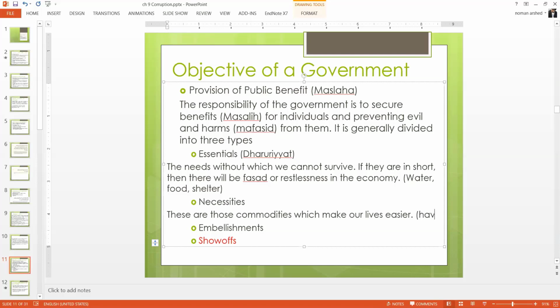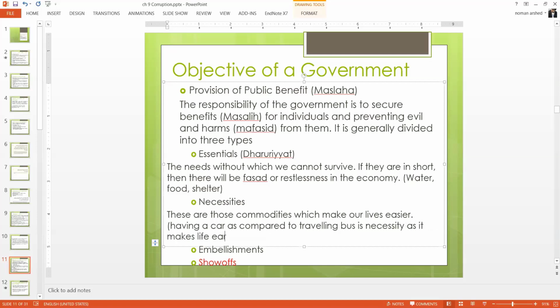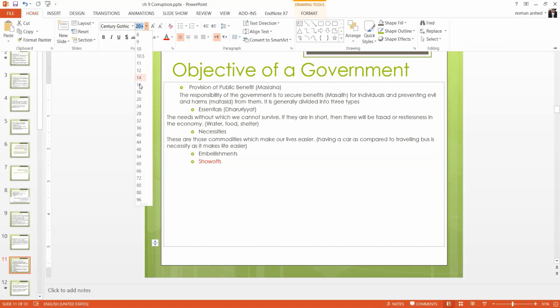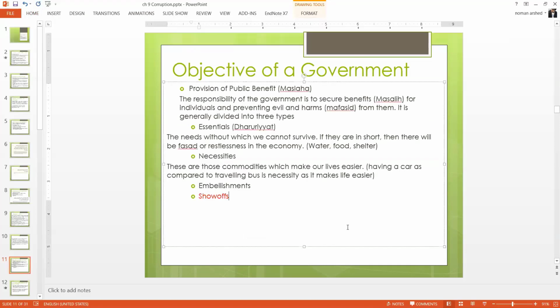So having a car as compared to traveling on a bus is a necessity, as it makes life easier. Your functioning is easier if you have access to a car. You could have done the work properly with a motorbike or a bicycle or a bus. If the bus is available, you can do your tasks using a bus, but it is difficult because your office is very far and it takes a lot of time. So if you have a car, it makes your functioning easier. So having a car is a necessity, and giving the facility of a bus is an essential.